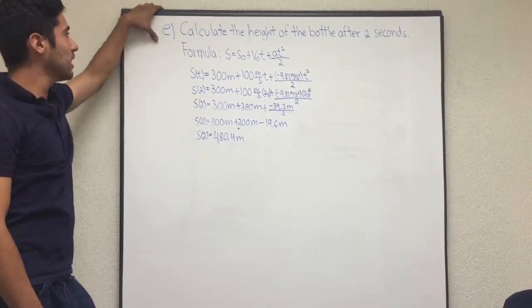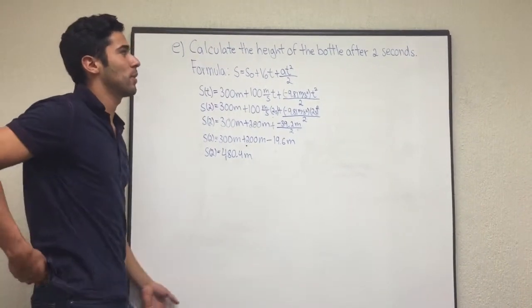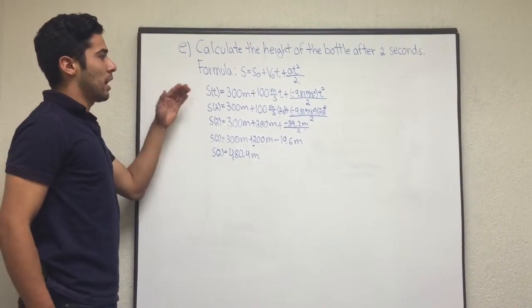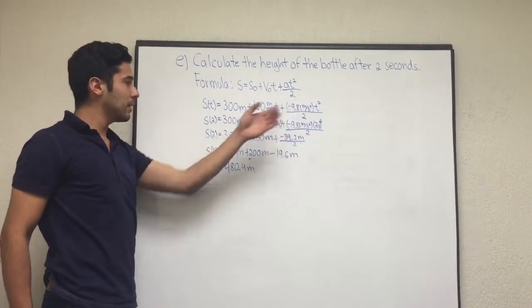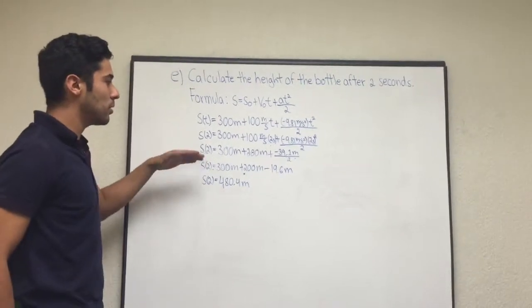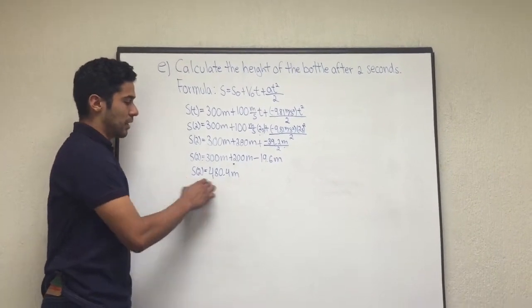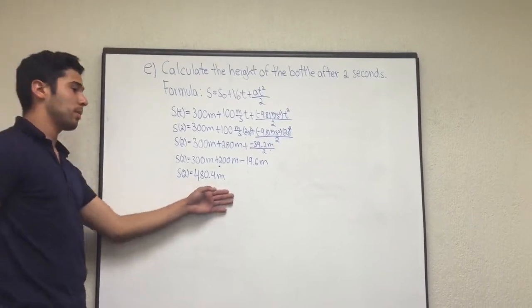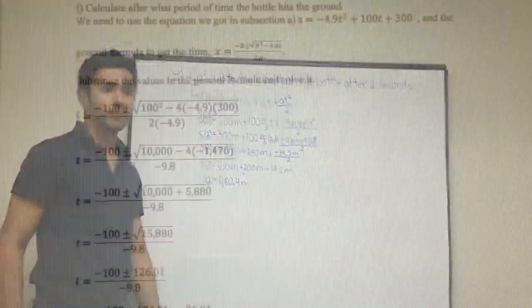In subsection E, we have to calculate the height of the bottle after 2 seconds. This is the formula we have to use, and we have to substitute the values and do the necessary operations to solve this equation, and this is our final result, and this represents the height of the bottle after 2 seconds.